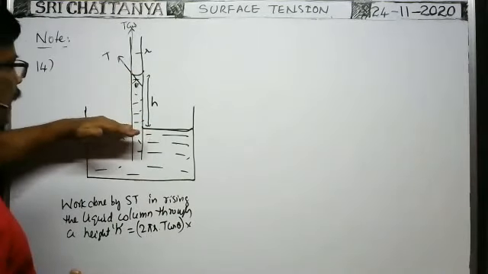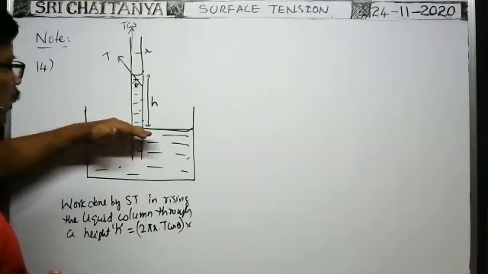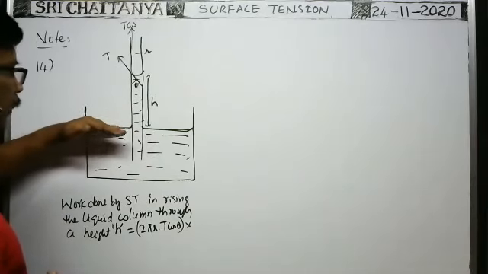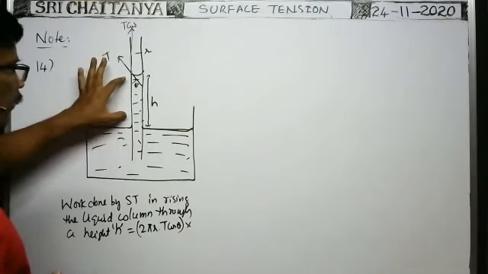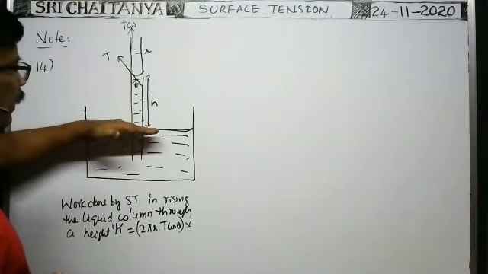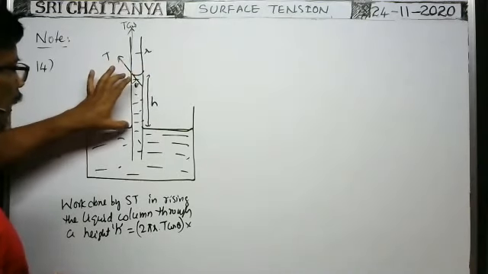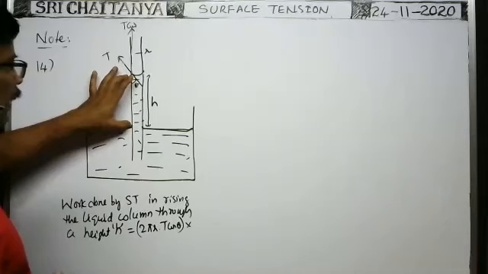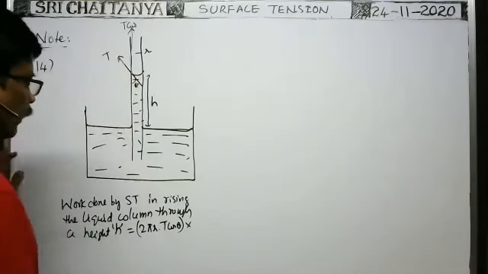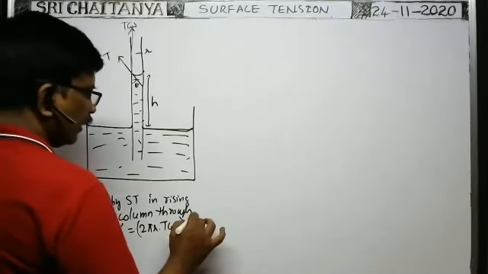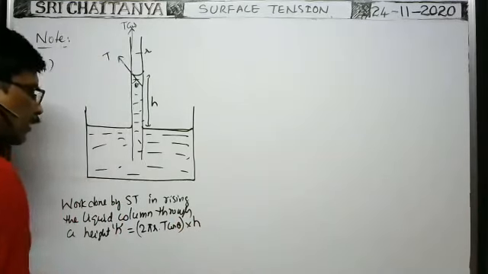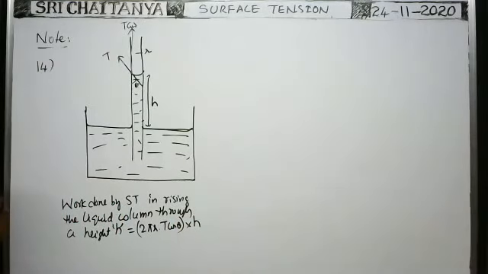Displacement of the meniscus means actually the liquid column in the capillary tube should be at the same level as that in the beaker. But because of the capillarity phenomenon, the meniscus of the liquid rises up to this height. That's why the displacement of the meniscus in the capillary tube is equal to h. So force due to surface tension into displacement h is the work done by surface tension in raising the liquid column through a height small h.